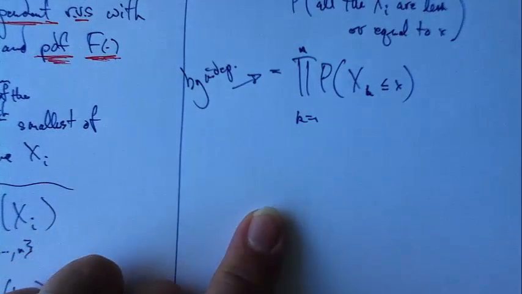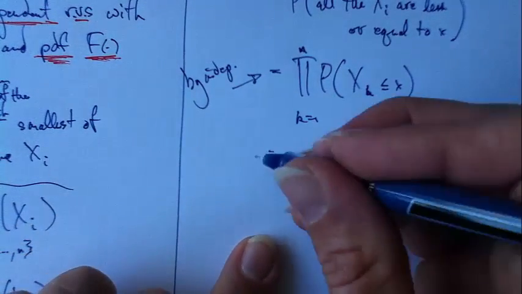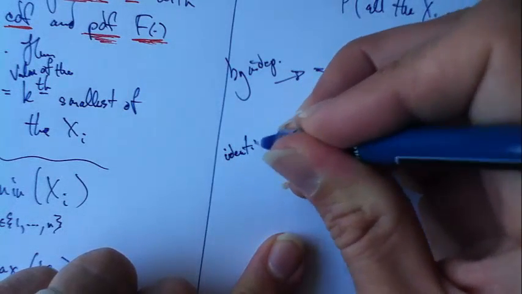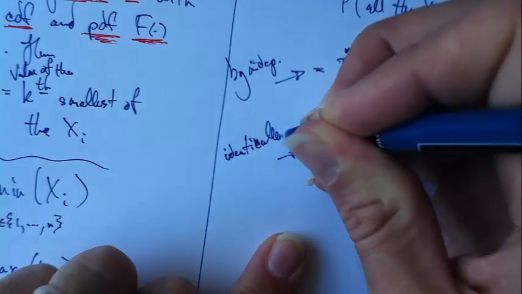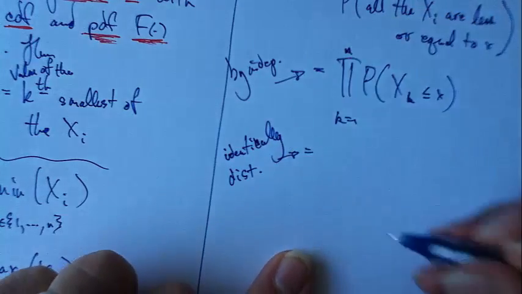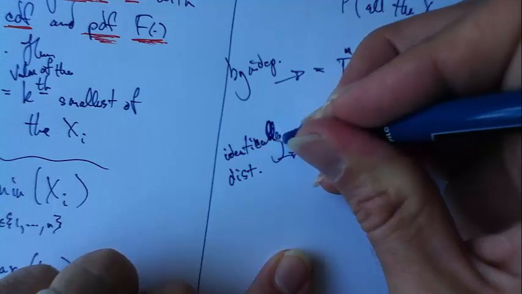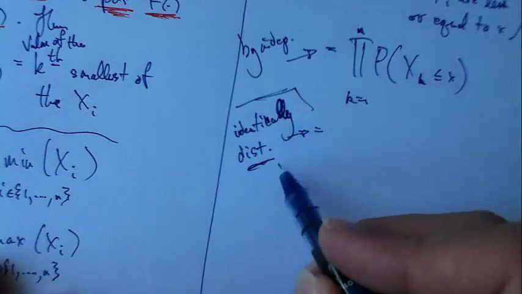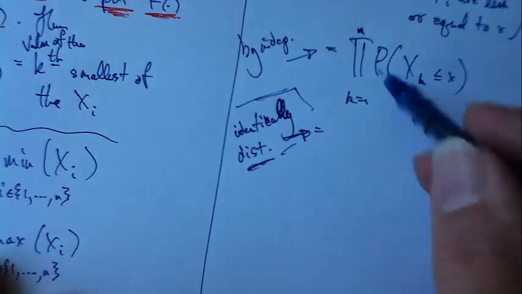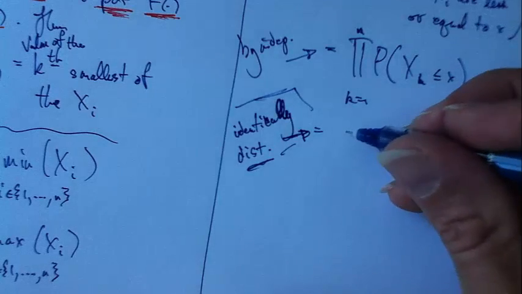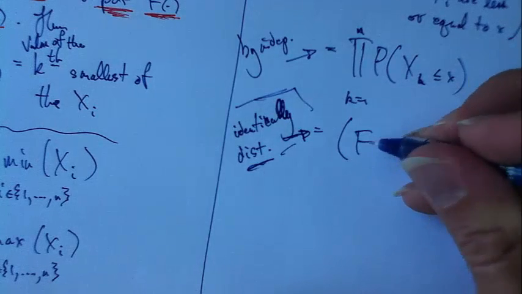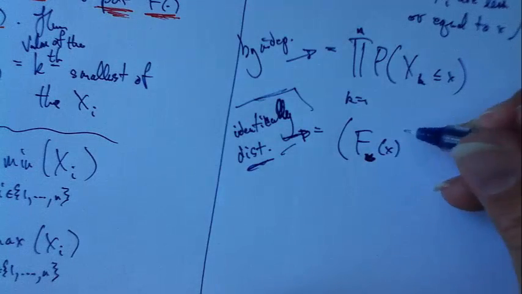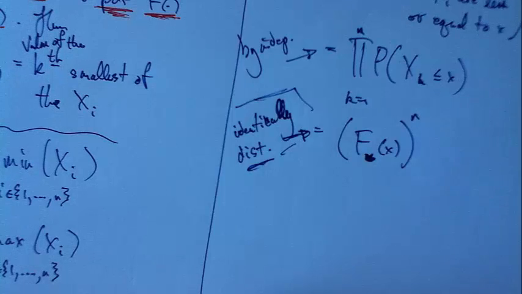The product of the CDFs, effectively. And because they're all identically distributed, I got an extra L in there. Nope, it's okay. Because these things all have the same distribution, I can just write that as the CDF for any one of them. Actually, so we just use F, right? But raised to the nth power.